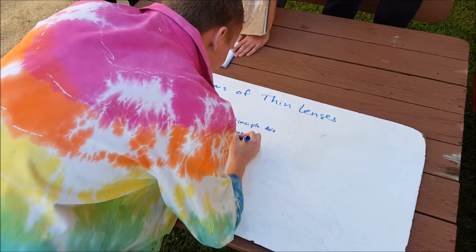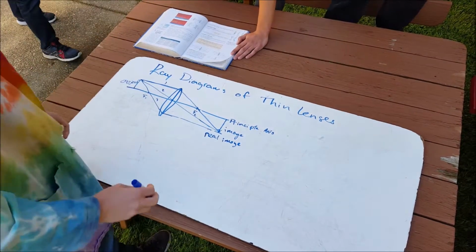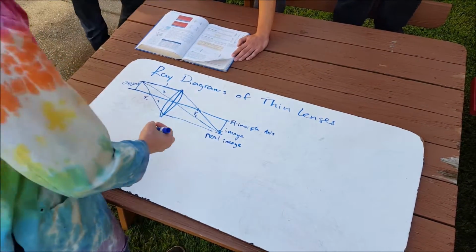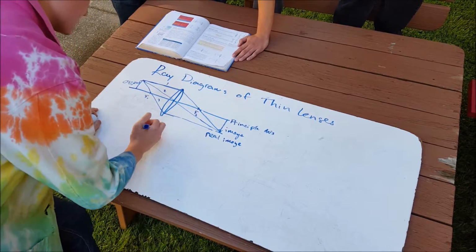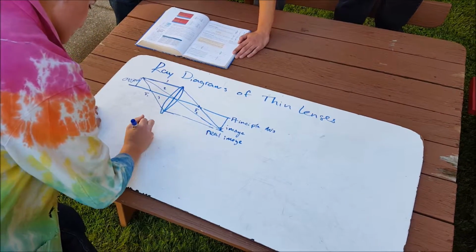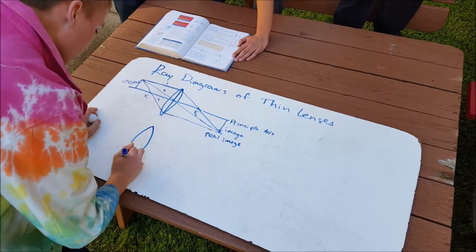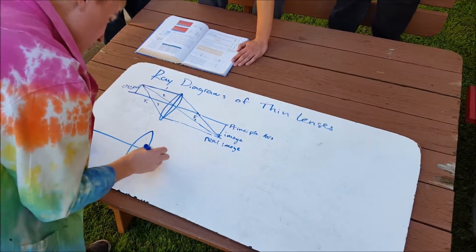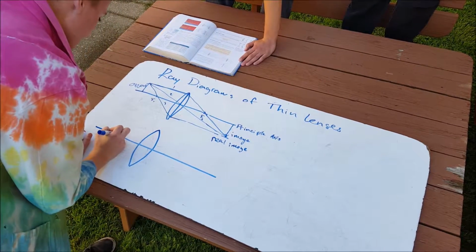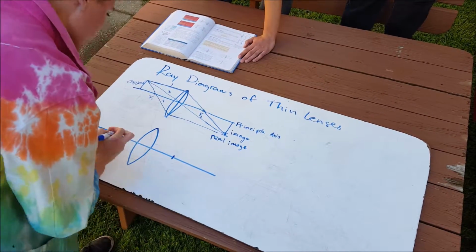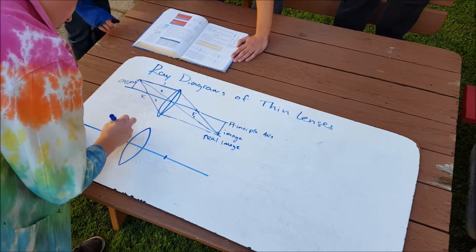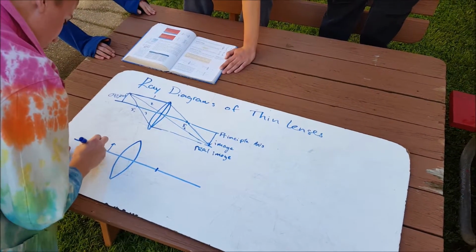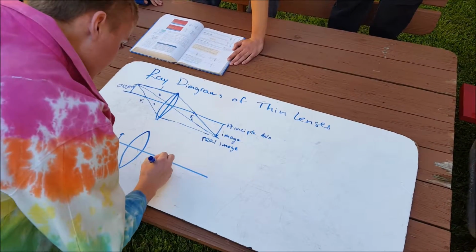If it were right side up, it would be a virtual image. So here, let's go over another example with a convex lens. Again, where we've got the object this time, let's put that in front of the focus. So here's our first focus. Here's our second focus.